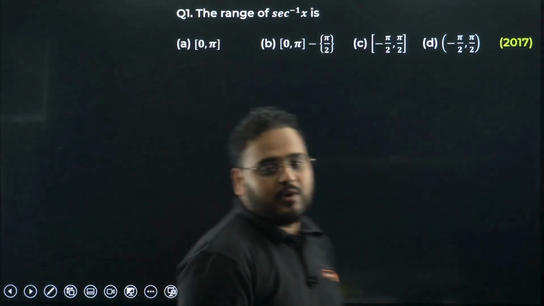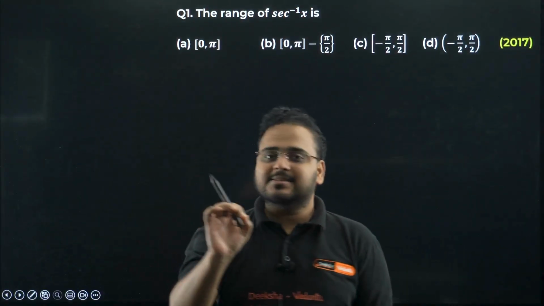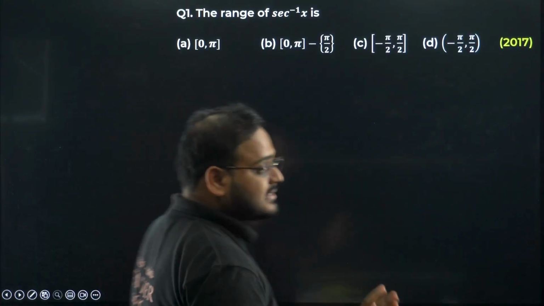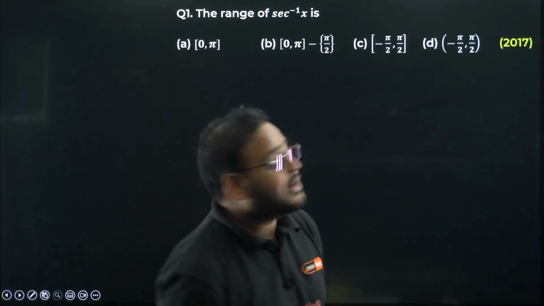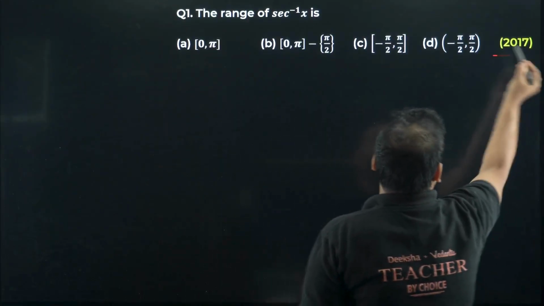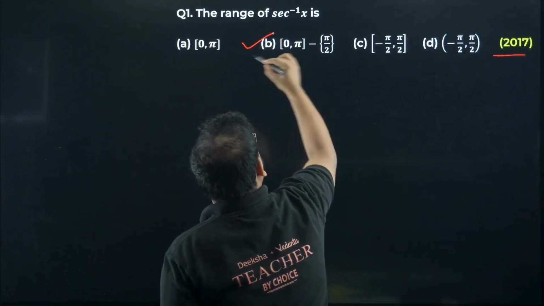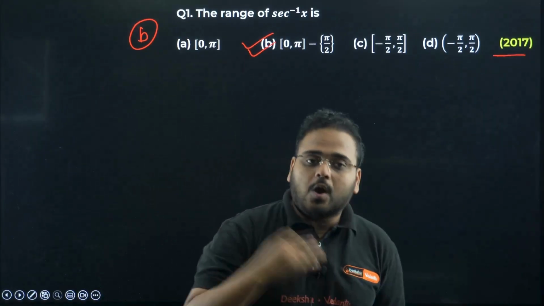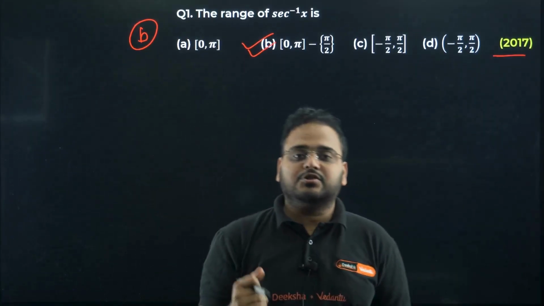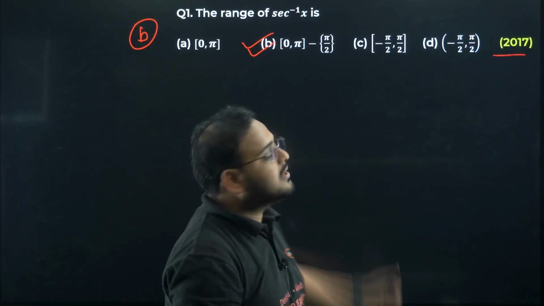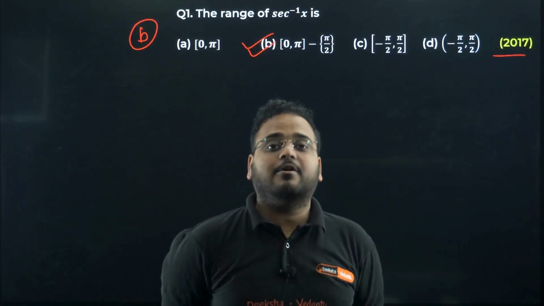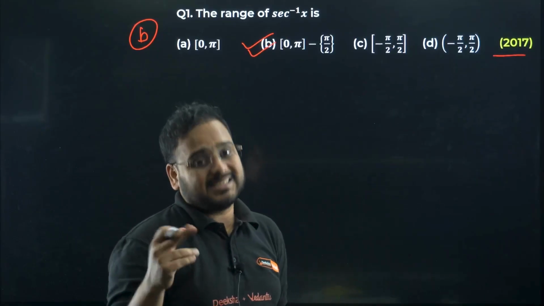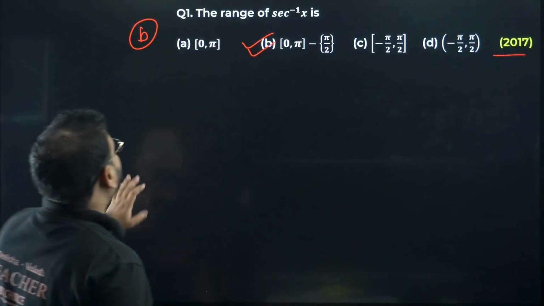Question number 1, can any question get simpler than this? Of course not. The question is the range of secant inverse of x. It's a PYQ asked in 2017, and your answer is the straightforward option B. If you know the domain and range, which you should know for all 6 inverse trigonometric functions, then you get the answer directly: 0 to pi inclusive, except for pi by 2. The reason is very simple, because cos pi by 2 is 0. Okay, we can move on now.